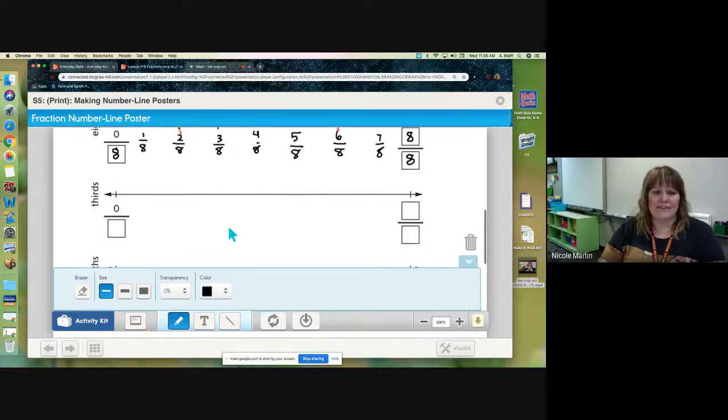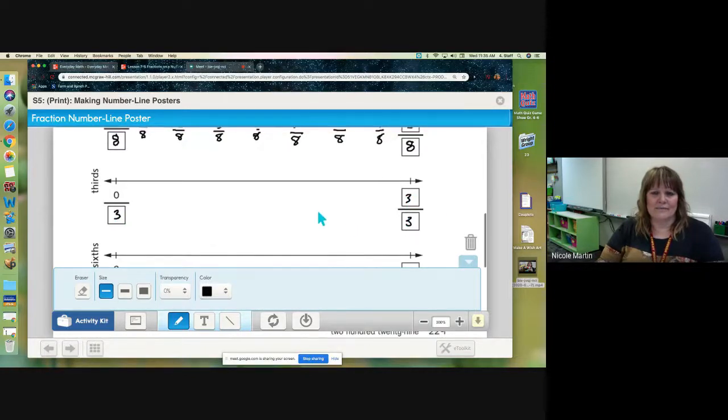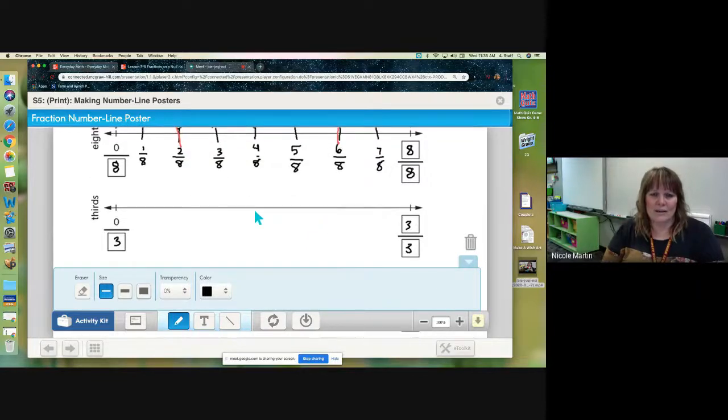We have thirds. So you got it. We're going to have 0/3 and 3/3. Now this was a little trickier. So now we have to look at our line and we have to try to guess. We're going to divide our line into 3 equal parts. And again, using your fraction bars will be a lot better to do that with. So this, of course, would be 1/3, and this would be 2/3.